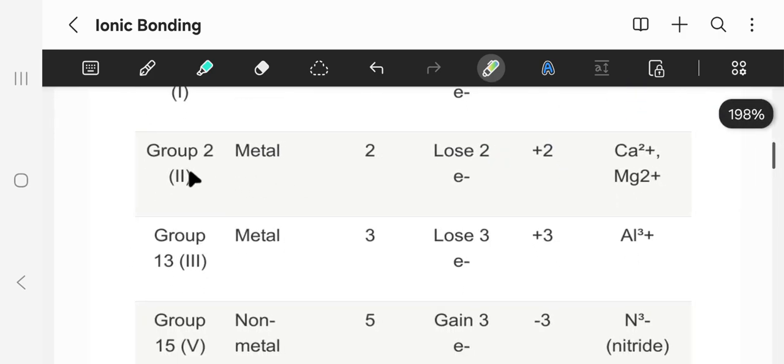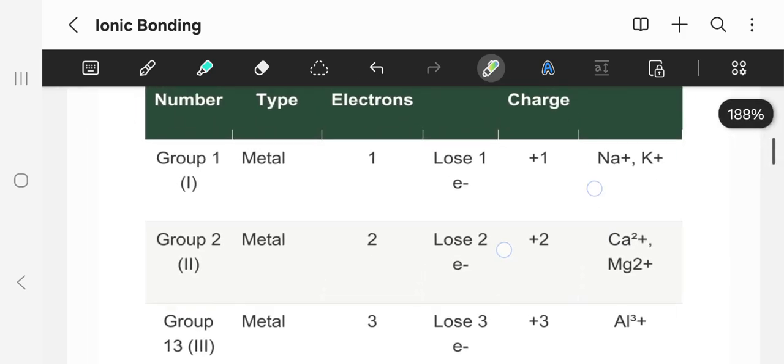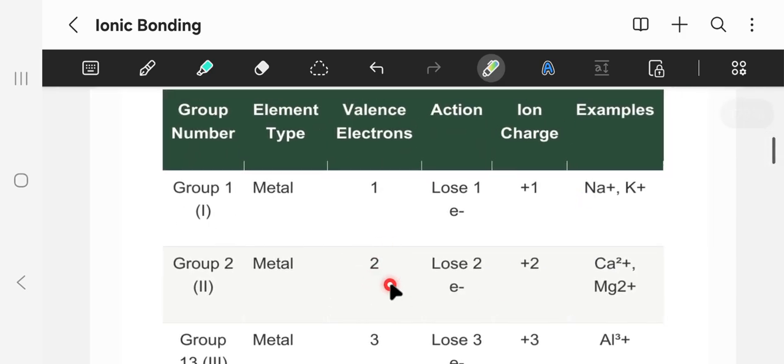When we move to group 2, we still have metals. In group 2, there are 2 valence electrons, and the metal will lose 2 electrons and be positively charged with a +2 ion charge. The examples are calcium, Ca2+, which means it loses 2 electrons, and Mg2+, which means magnesium also loses 2 electrons.